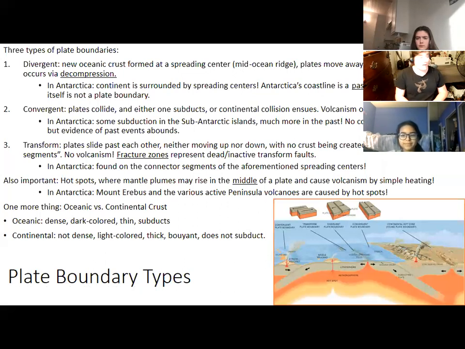There we go. At a convergent plate boundary, you have plates colliding, and a couple of things can happen. Usually one of them subducts. Usually the denser plate will subduct, whether that's an oceanic crust plate subducting under a continental crust plate, or if you have two oceanic crust plates, the more dense one will subduct. If you have two plates made of continental crust colliding, you will get a Himalaya type situation. You will get mountain building.